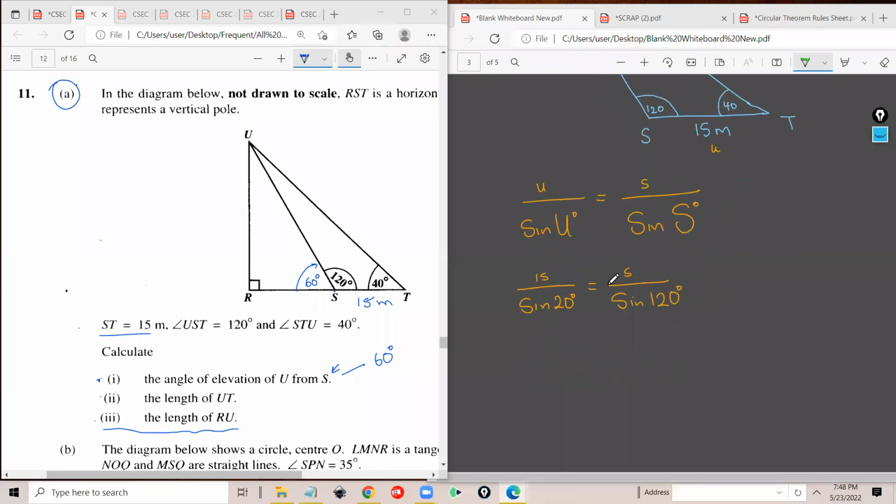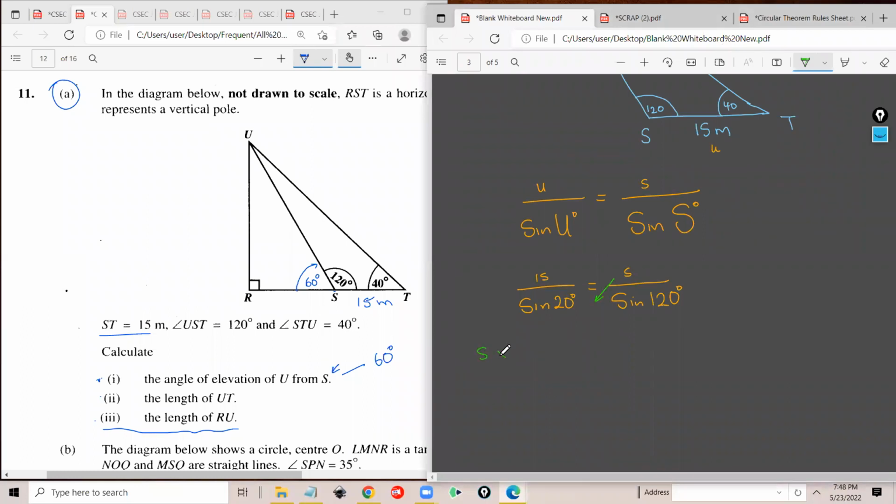Right, so let's cross multiply here. You have s multiplied by sine 20, and then 15 multiplied by sine 120. You want to solve for s. This here is a multiply, throw it across, you get a divide. Put a little arrow like that in the exam. Let's see what we get here. 15 multiplied by sine 120 divided by sine 20. Right, and you all are correct. We are getting 37.98 meters.